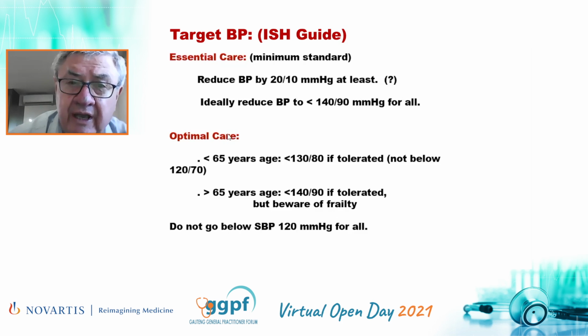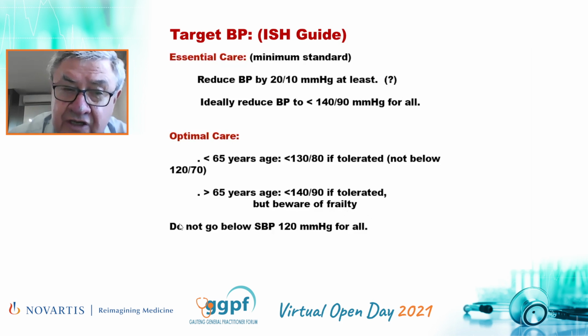Optimal care is something different. This is the best you can offer. Below the age of 65, try and aim for a blood pressure as close to 130/80 if tolerated. But please do not go below 120/70. If you're older than 65, below 140/90 would be optimal care if tolerated. But beware of frailty in old people.